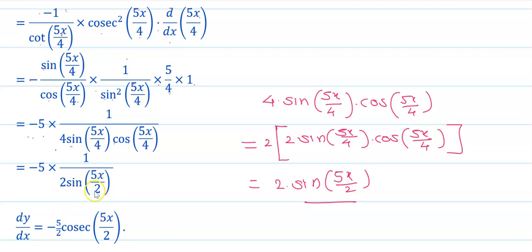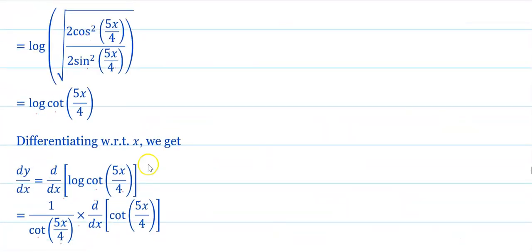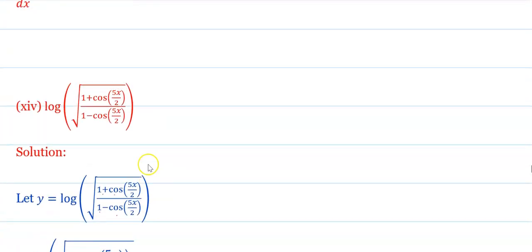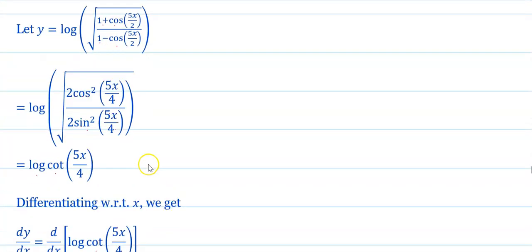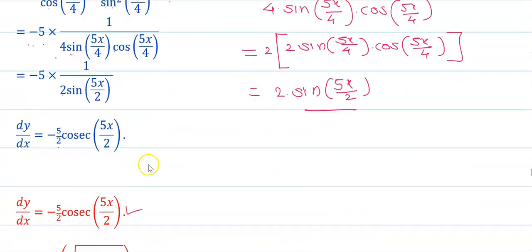Now what about the reciprocal of sin of 5x/2? It's cosec 5x/2, and hence it is minus 5 by 2 into cosec 5x/2 in this way, and this is the answer. Again you can see here, same type of problem.